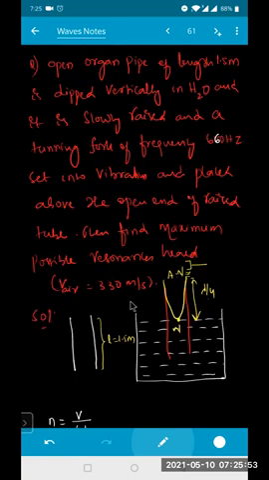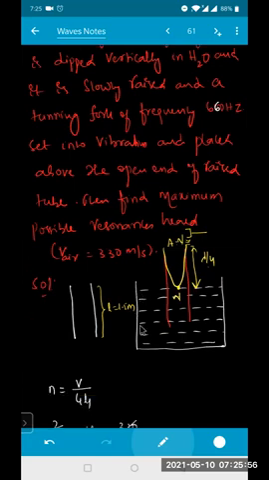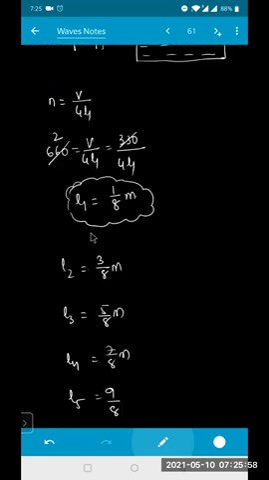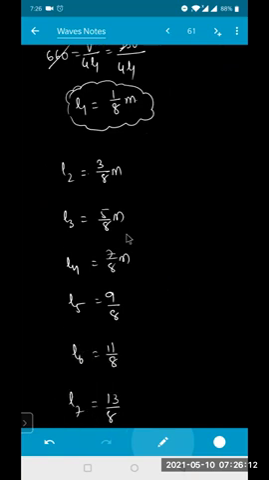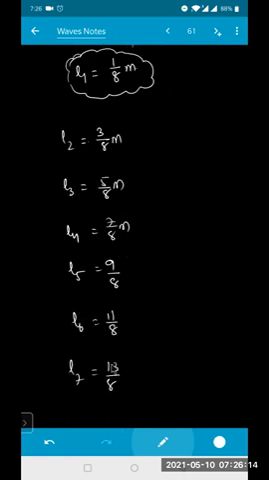Now what is the length of the tube he has given? 1.5. So is the value of 3/8 within 1.5 or not? 3/8 will be within 1.5. 5/8 is also within 1.5, whatever length he has given. Up to L6, 11/8 is fine. 13/8 is more than 1.5.